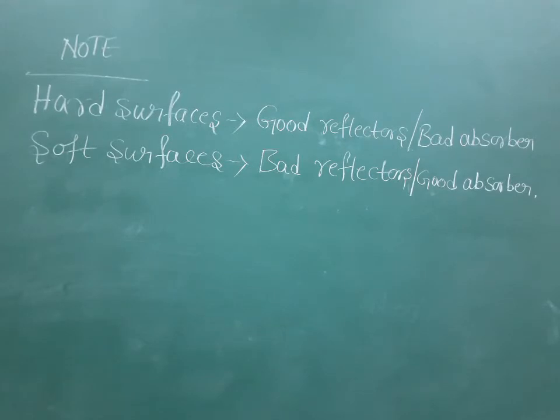So students, you should remember these two points: hard surfaces and soft surfaces. Hard surfaces are very good reflectors, which means when you strike a hard surface, you can hear the sound. If you are not able to hear the sound, that is a bad absorber. So hard surfaces are good reflectors and, in the same way, bad absorbers of sound. Second point, soft surfaces are bad reflectors. They do not reflect the sound. If you strike a soft surface, you can't hear the sound properly. It absorbs all the sound, so it is a good absorber and a bad reflector.